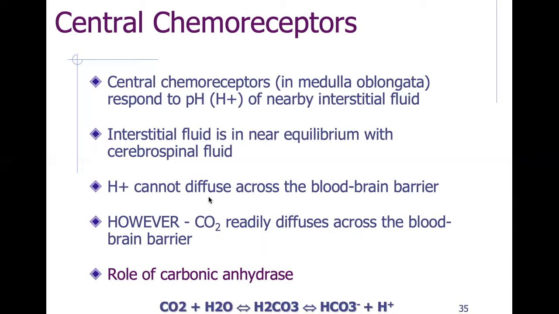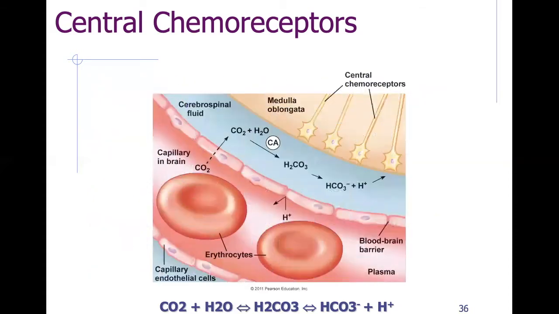After it gets to the other side, then it can convert from carbon dioxide back into hydrogen ions to be read in the medulla oblongata, showing that we have changes in our pH by having more hydrogen ions present. So I'm going to show you a picture of what this looks like to help place it in a little bit more context.